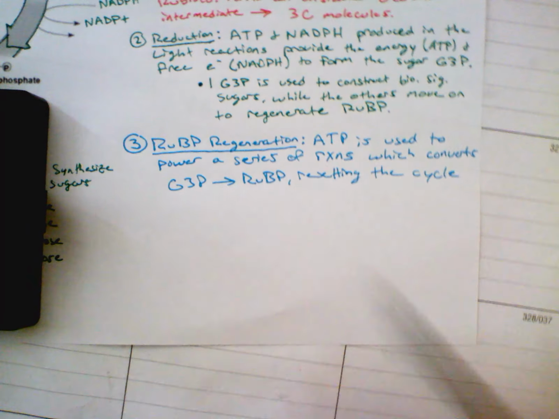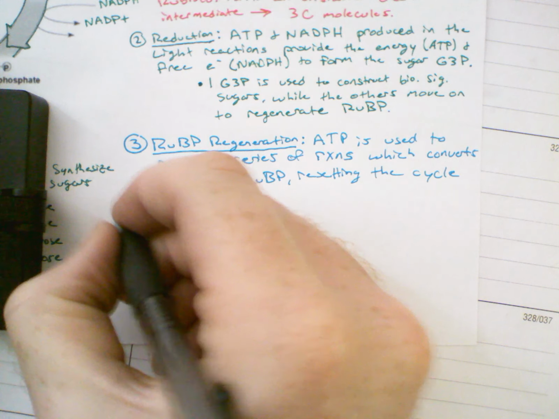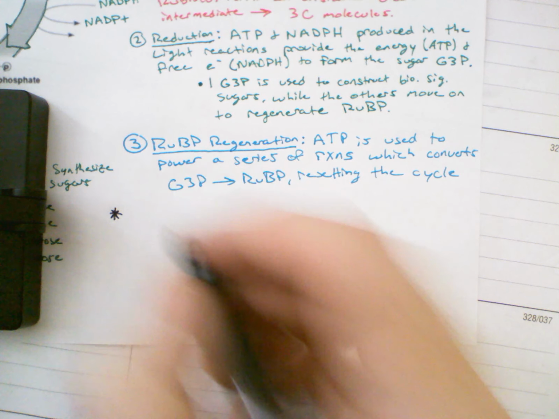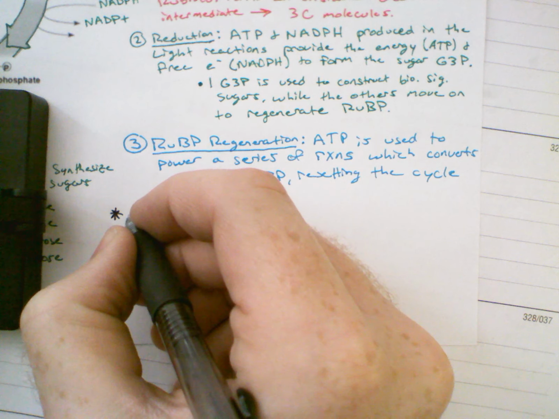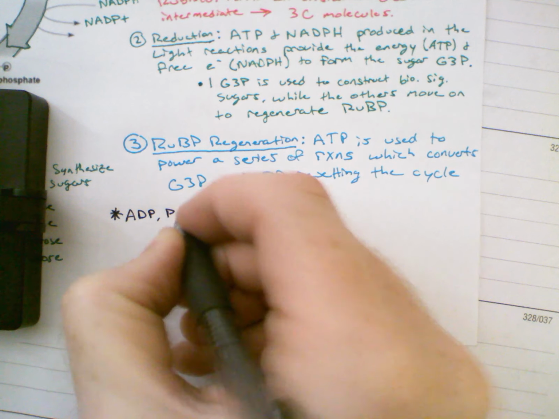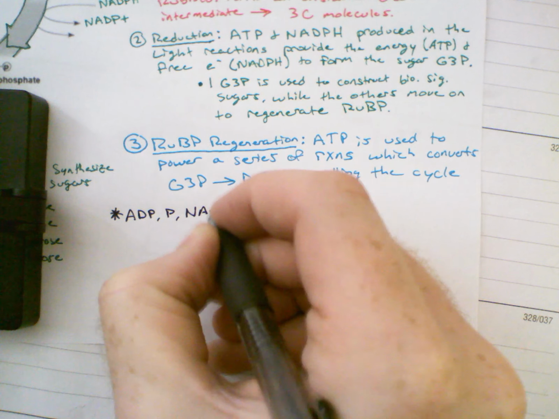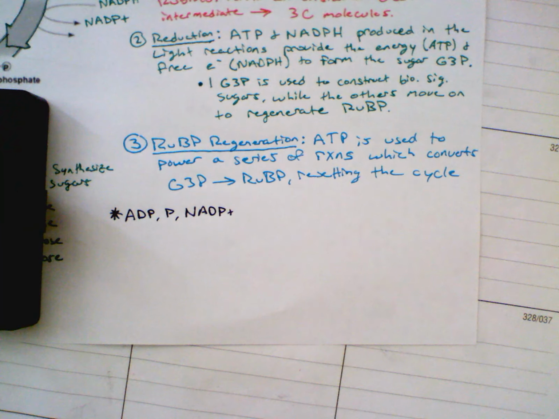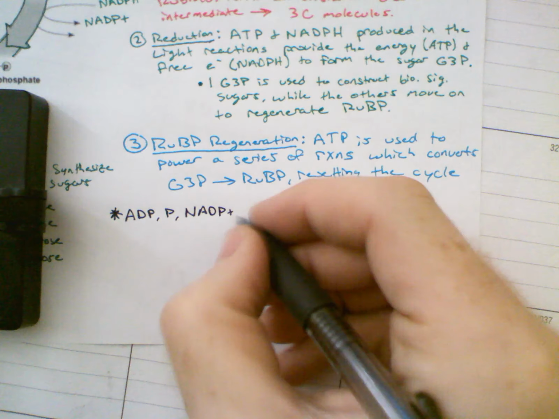All right, let's add a couple last things on the bottom here. Okay, so first of all, where does some of this stuff go? Well, I'm just going to do this part in bulk. The ADP, the extra phosphorus, and the NADP plus are going to be recycled back into the light-dependent reactions.